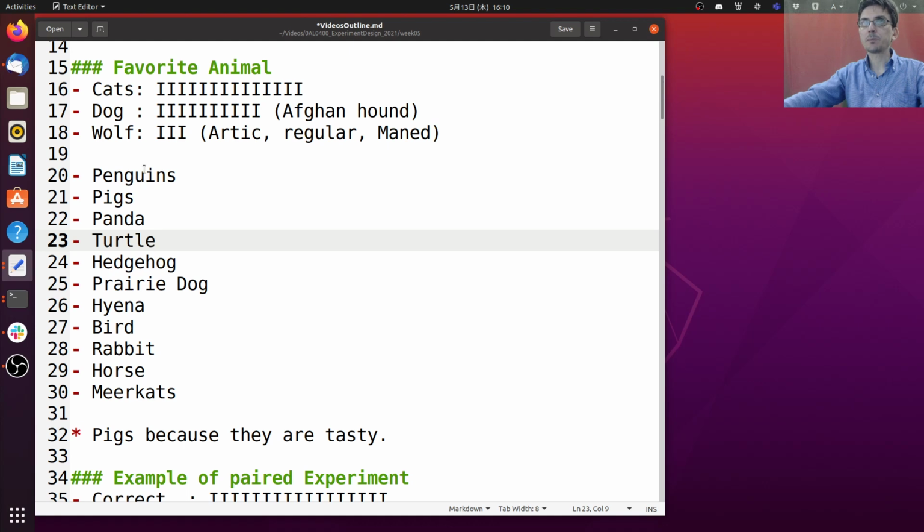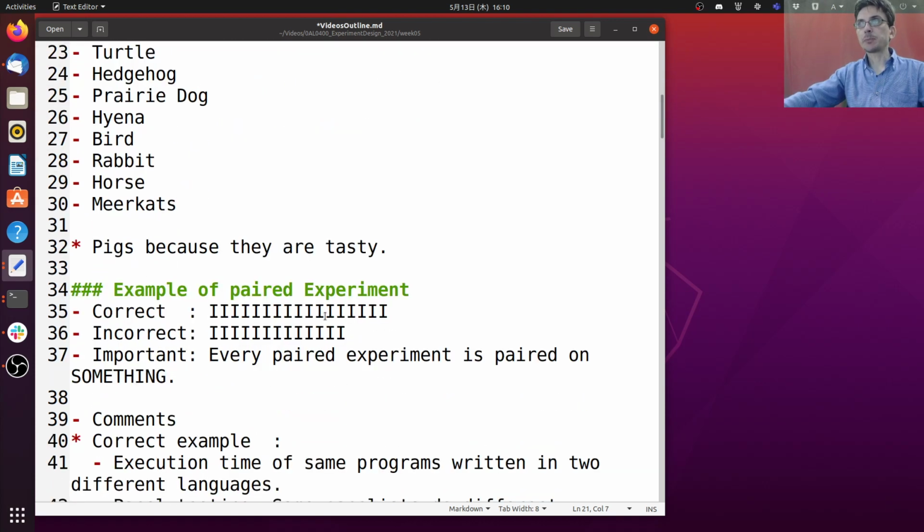We had penguins, pigs, panda, turtle, hedgehog, prairie dog, hyena, rabbit, bird, horse, and meerkats. Unfortunately, we did not have any arthropods. I'm kind of sad about this and disappointed in you. And the person who voted for pigs said that pigs are their favorite animal because they are tasty. All right. So now let's go to the experiment question.